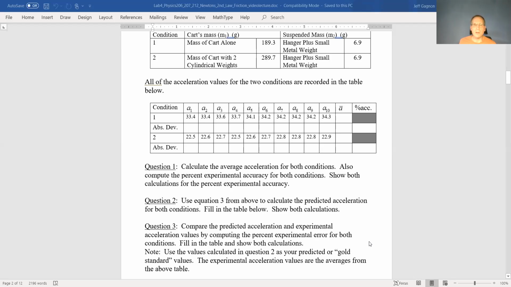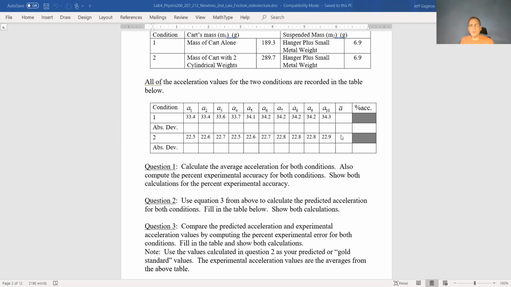Okay, so first question. I want you to calculate the average acceleration for both conditions. So just average these 10 values. Make sure you round to 1 decimal place, right? So these should all be rounded to 1 decimal place.